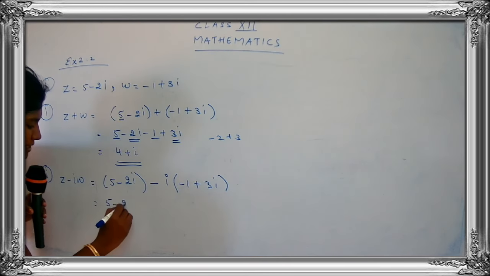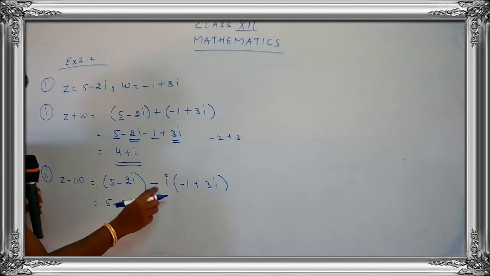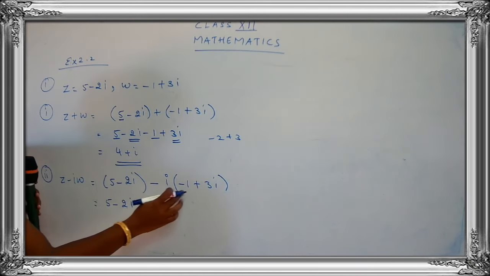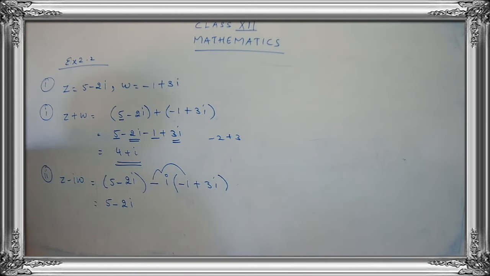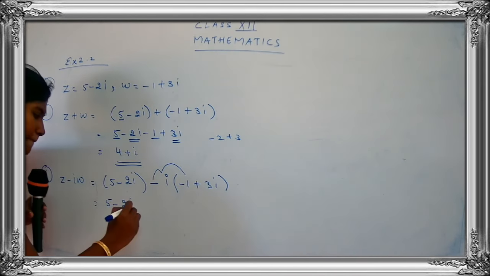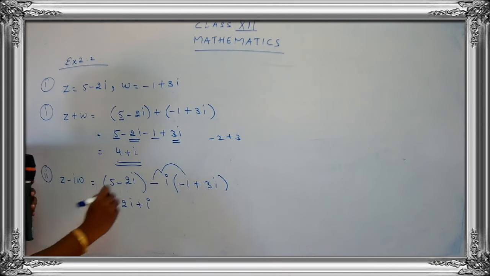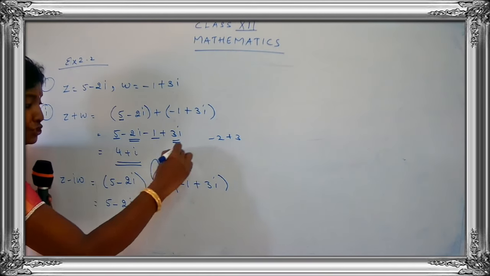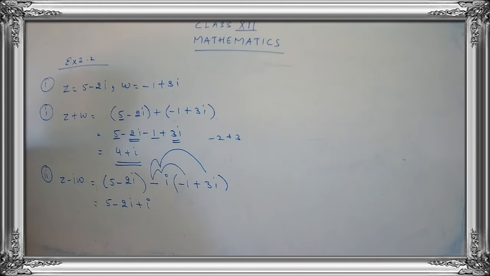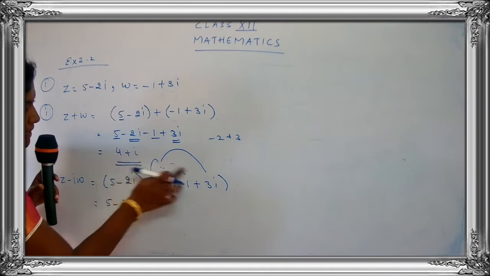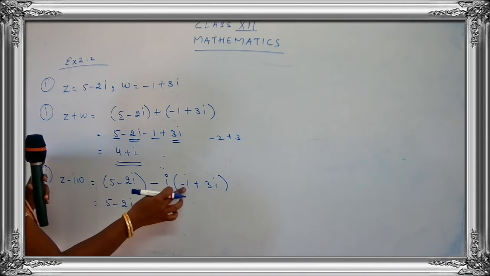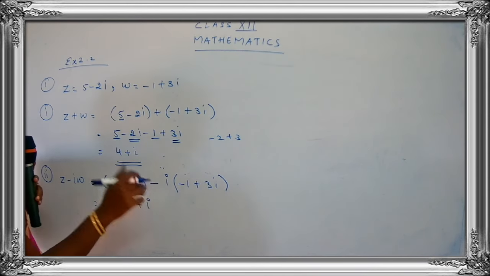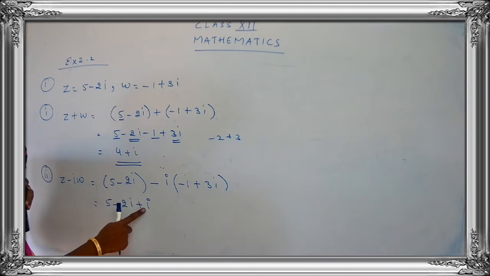So this is 5 minus 2i, minus i into minus 1, minus i into minus 1. Minus minus plus, i into 1, i. So plus i. Then minus i into plus 3i. Are you clear with the step, children? First we multiply with i. So i into minus 1 is minus i, yes? Minus i, and here we have minus 1, so we have 2 minus signs. So it becomes plus i.